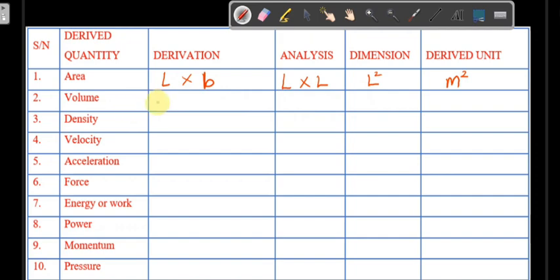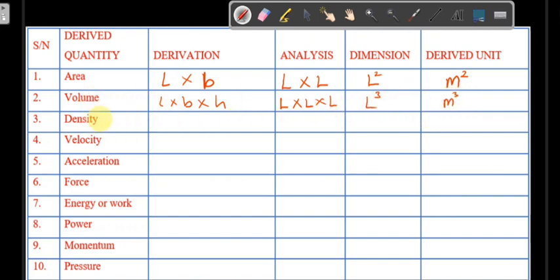Volume is going to be length times breadth times height. So the analysis is going to be length L times L for breadth and times L for height. So that will be L cubed, and the unit of L is still length, is still meters. So we have cube there. So the unit of volume is meters cubed.